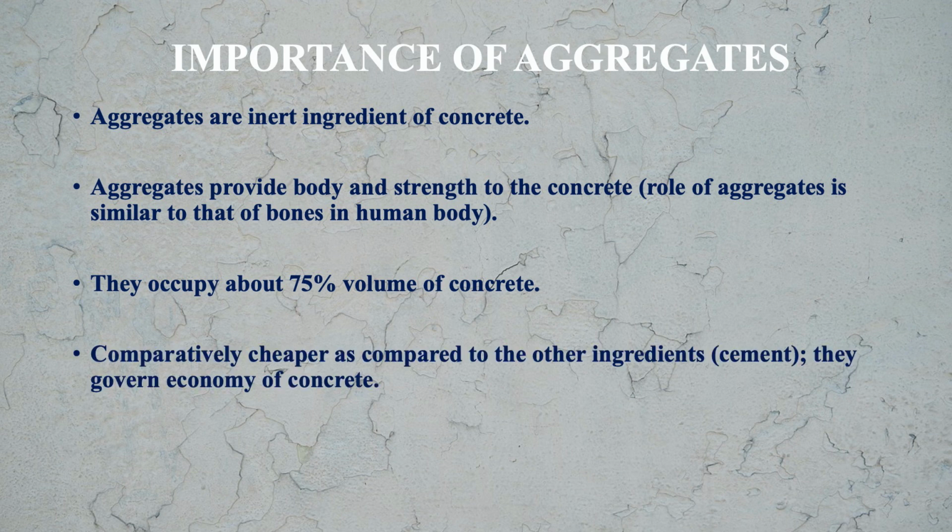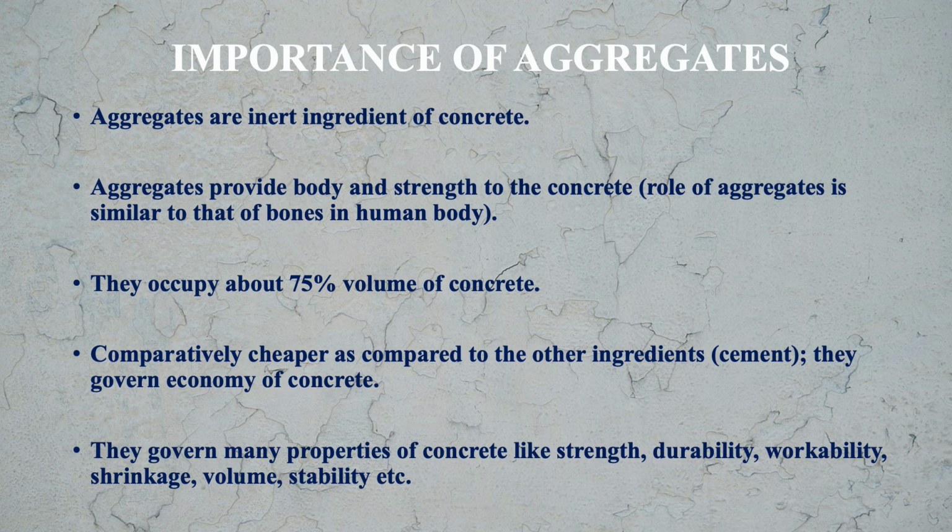They are comparatively cheaper as compared to the other ingredients. Means if you compare aggregates with cement, then aggregates are much cheaper than cement. So they govern the economy of the concrete basically. They govern many properties of the concrete like strength, durability, workability, shrinkage, volume and the stability, etc. So this is the importance of aggregate.